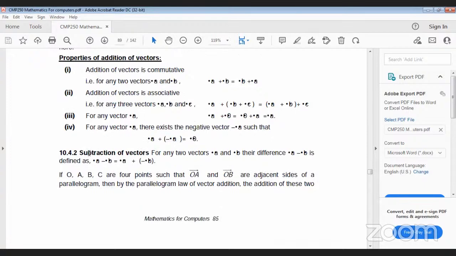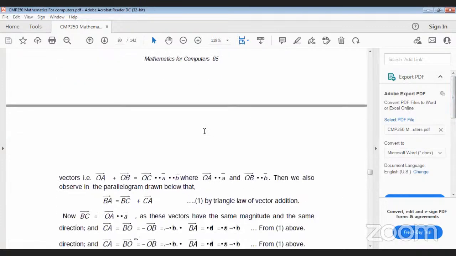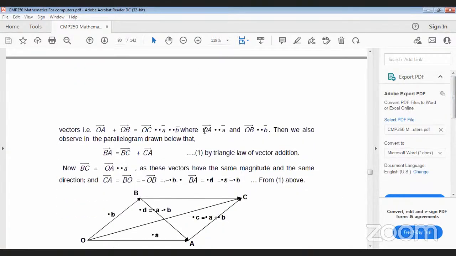Now subtraction of vectors. For any two vectors A and B, the difference A minus B is defined as A plus minus B. So minus B is what? The negative vector of B. Can I say that? Yes, I can say that.